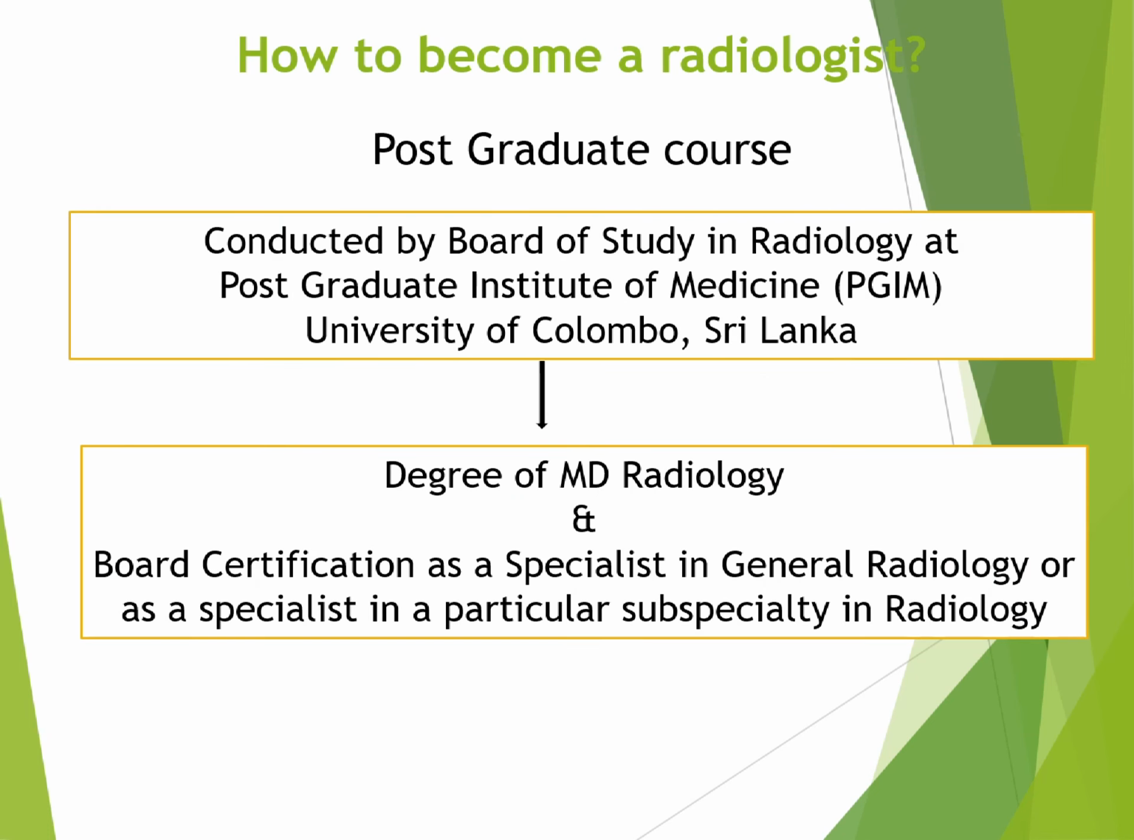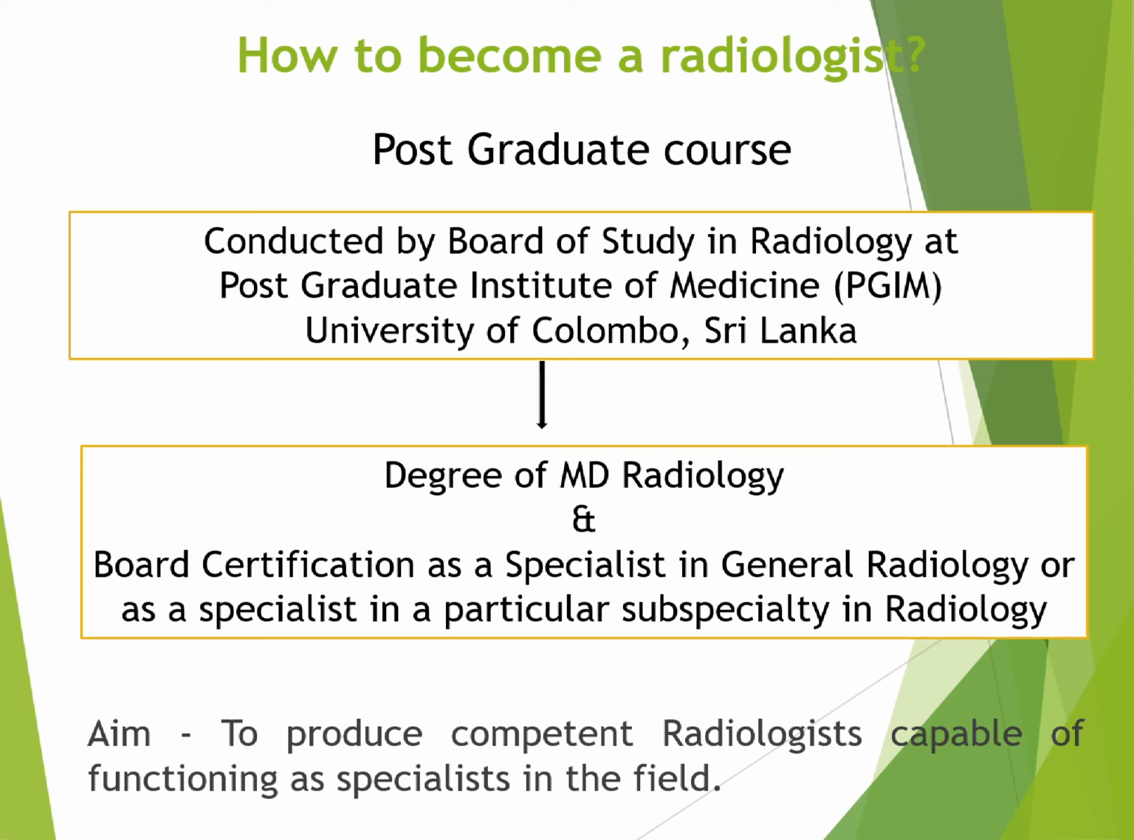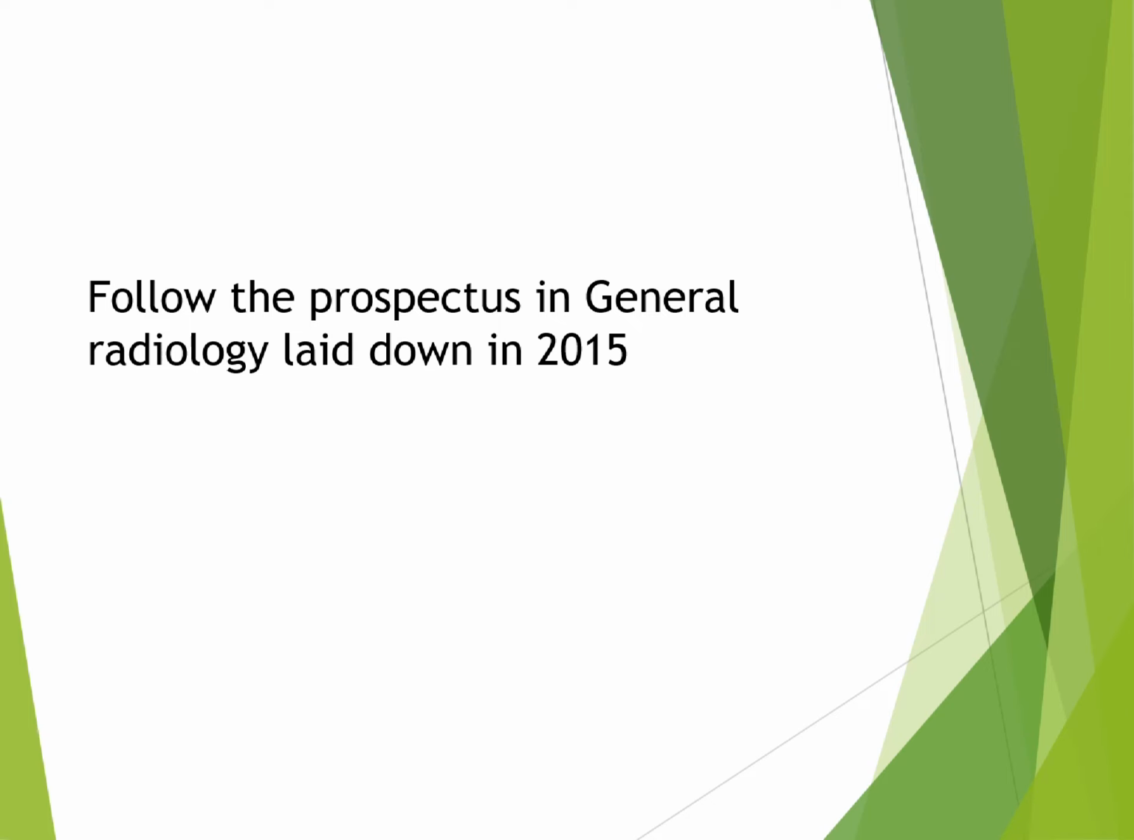So how do you become a radiologist? For that, you have to follow the postgraduate course conducted by the Postgraduate Institute of Medicine attached to the University of Colombo. Finally, you can obtain the degree of MD Radiology, and then you can become a board certified consultant or specialist in general radiology, or if you choose a subspecialty, you can become a subspecialist radiologist. The aim of our degree program is to produce competent radiologists capable of functioning as specialists in the field of radiology. Currently, we follow the prospectus laid down by the Board of Study in Postgraduate Institute of Medicine in 2015.